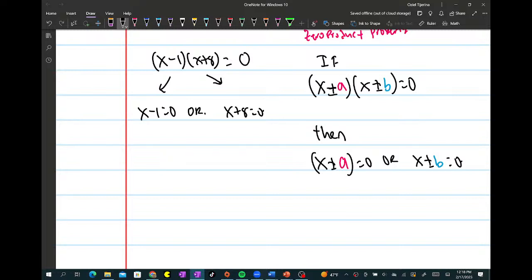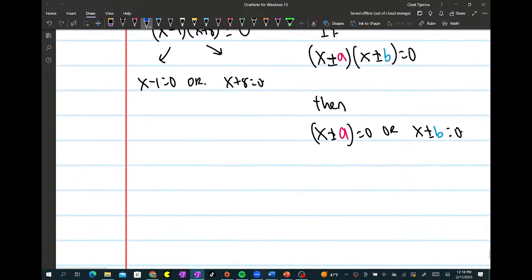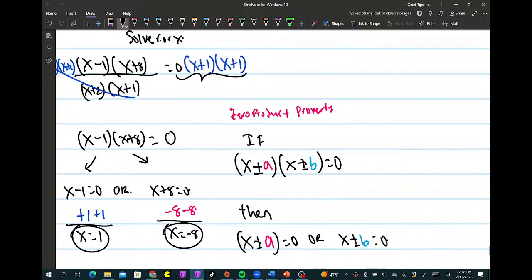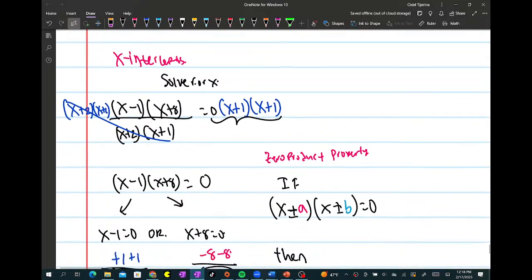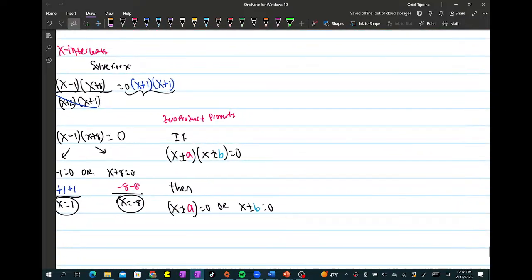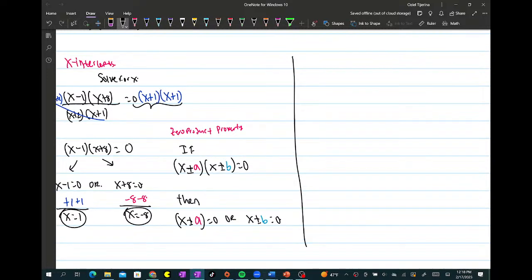Now, here we're just going to add 1 on both sides, so this becomes x equals 1. And here we're going to subtract 8 on both sides, and this becomes x equals negative 8. So those are my x-intercepts for this problem. And now we're going to state our restrictions.